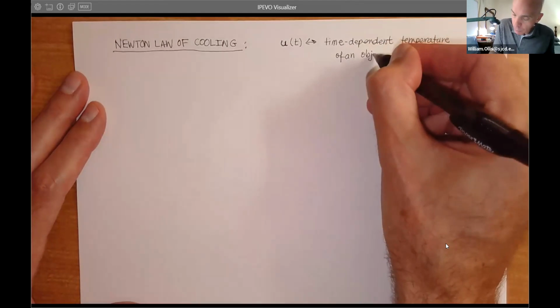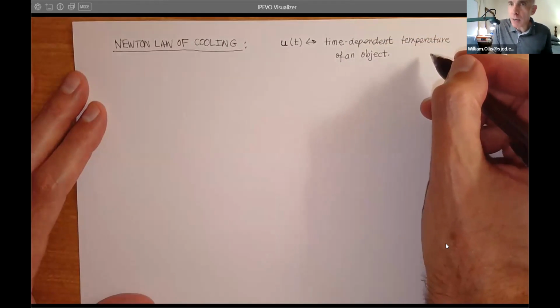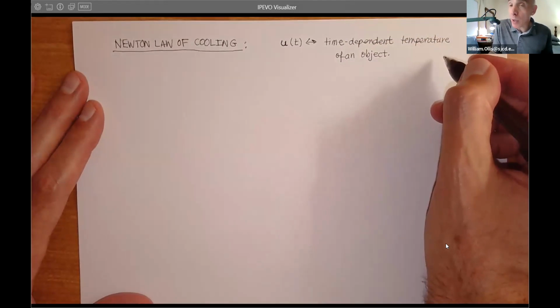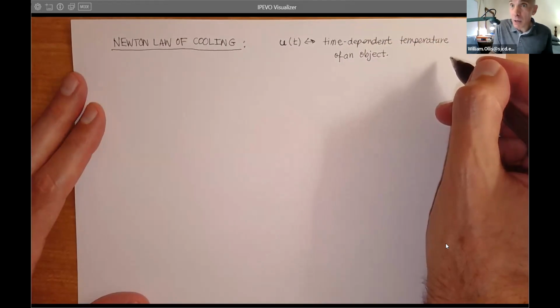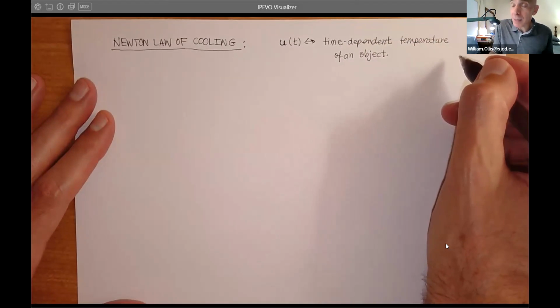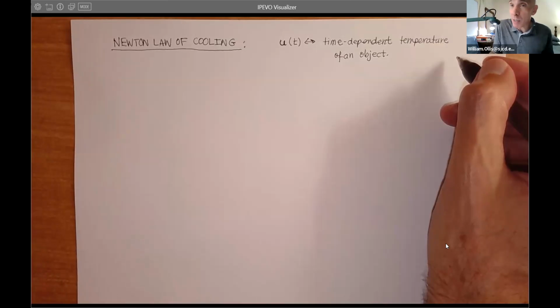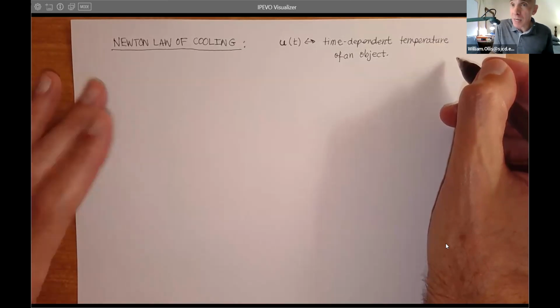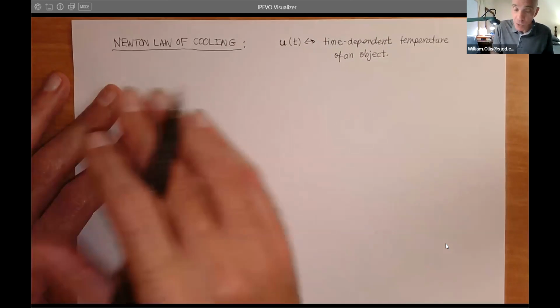So, you know, whatever the object is, maybe it's something you cooked in the oven. Maybe you work for the crime unit, and you're trying to figure out the approximate time of death. I mean, Newton's law of cooling is very useful, and maybe not always in the most auspicious circumstances. There are times when it's used and it's not a very pleasant situation.